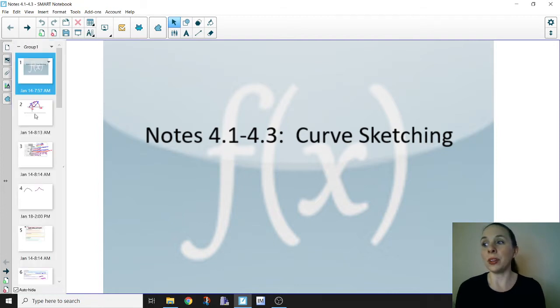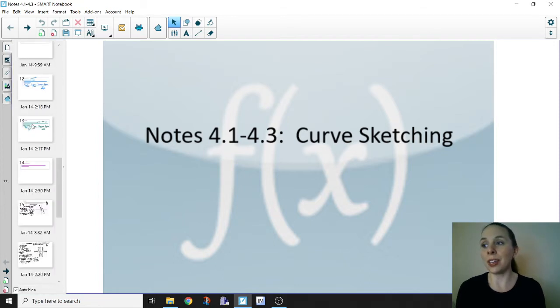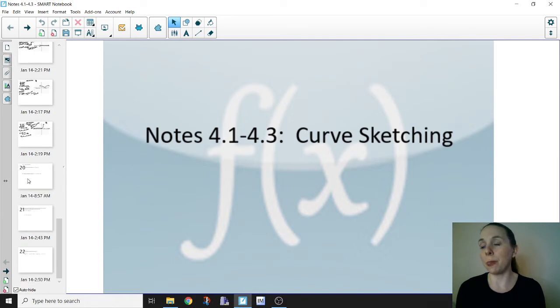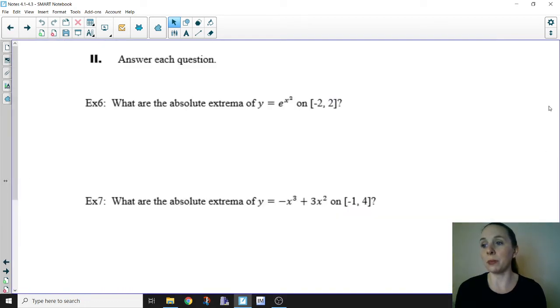All right, so we only have a little bit more to do in our notes, and we're going to pick up here with examples 6 and 7. And what you're going to see in these last few examples is that we're going to need to reference a couple of the theorems and other information that we discussed in the first video. The question for example 6 is: what are the absolute extrema of y equals e to the x squared on the interval from -2 to 2?